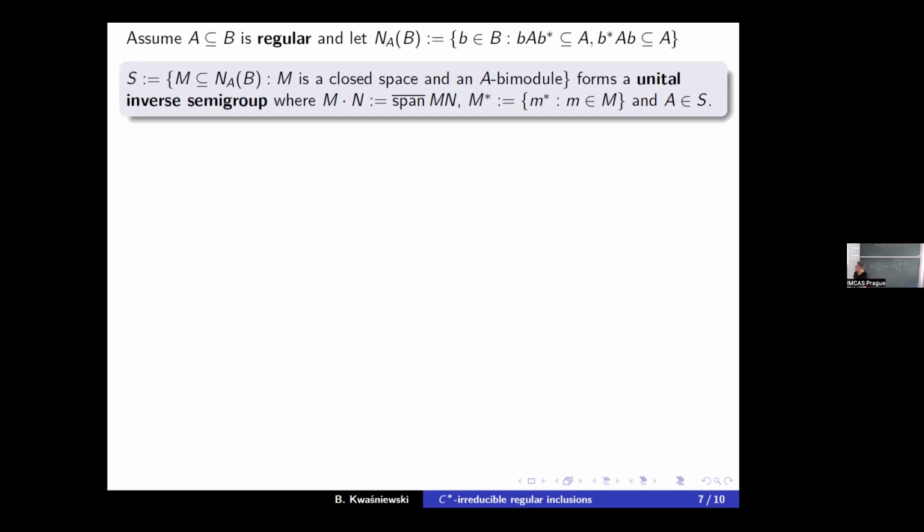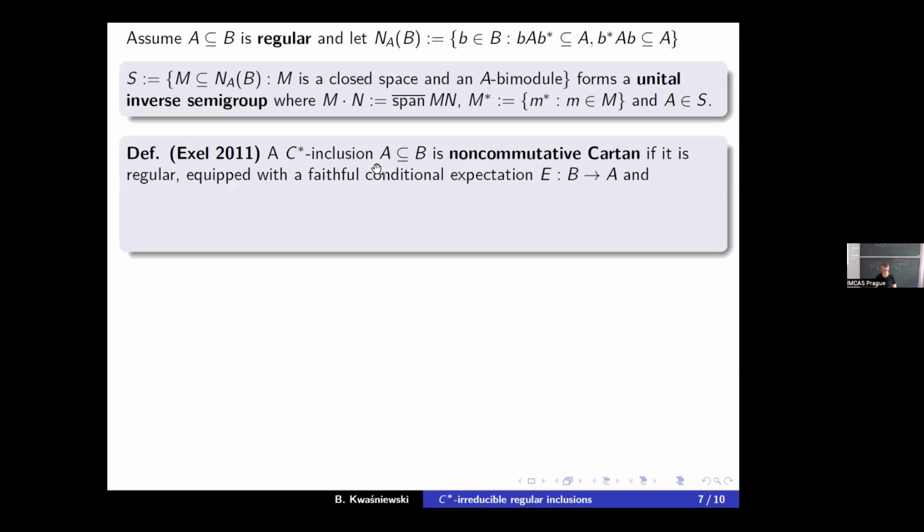If you want to describe it as a reduced object, we need to impose some conditions so that this epimorphism becomes an isomorphism at the reduced level. This is how Ruy Exel defined it. He defined those non-commutative Cartan inclusions, like in the Renault case. First, we assume that the inclusion is regular. Secondly, we want a faithful conditional expectation, a genuine conditional expectation from B to A. Renault considered only the commutative case, when A is commutative.